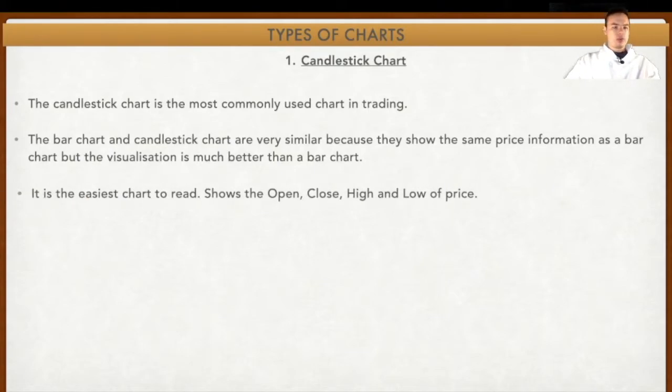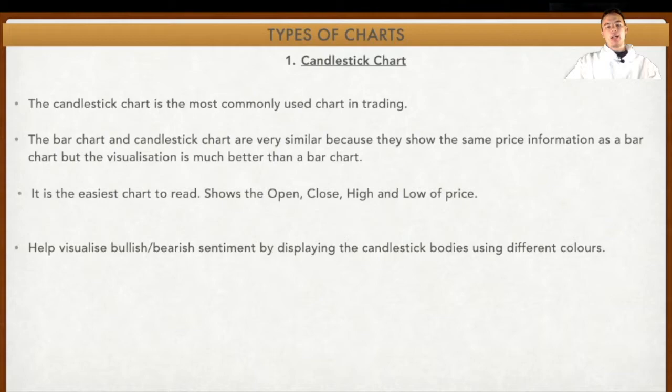Easiest chart to read, like I said, shows you open, close, high, and low of price, but the visual is better. Helps visualize bullish or bearish sentiment by displaying the candlestick bodies using different colors. So, like a green candle will represent a bullish candle, meaning price is increasing. So, if you look at the candle, you know that the price increased. A red candle displays a bearish sentiment where price will decrease. So that's nice about the candlestick chart.